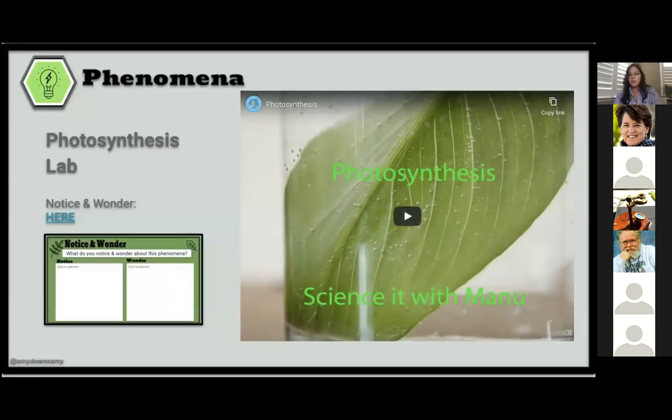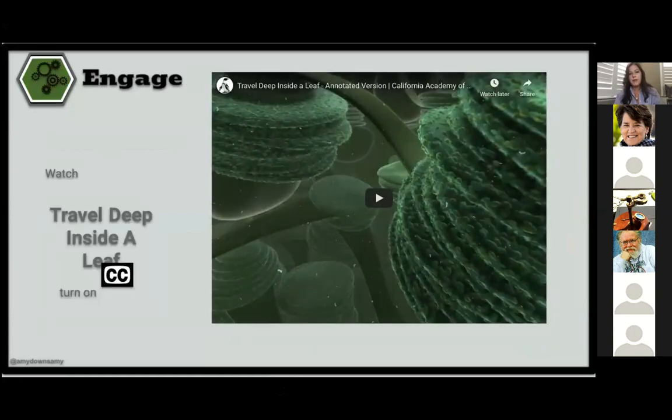So this particular video is just a quick lab on why those little bubbles are happening inside the water. So you could launch it from there, and then I created some notice and wonder slides that the kids could reply on, or of course you could print them as well and use paper. And then more information here about helping them understand what's going on inside a leaf with photosynthesis.